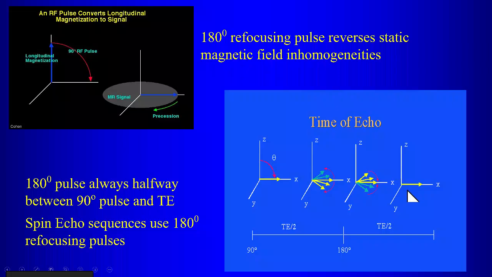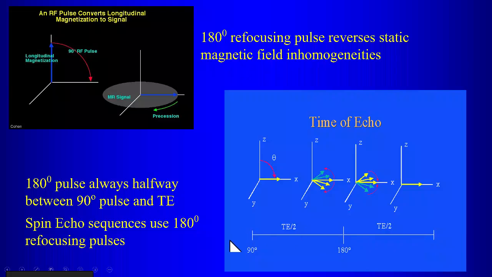It's not going to reverse those intrinsic T2 effects, but it will reverse the magnetic field inhomogeneities, and it will give us a signal out here. So the 180-degree pulse is put halfway between the 90-degree pulse and where you want TE to be, that time to echo time. So that sets the echo time. Twice the distance, so TE over 2, is the distance from the 90-degree pulse to the 180-degree pulse, right? That's halfway to the echo time. And then once you give the 180-degree pulse, that determines where the echo time is going to be.